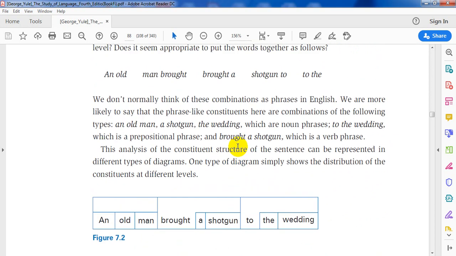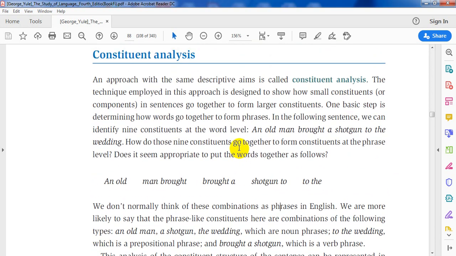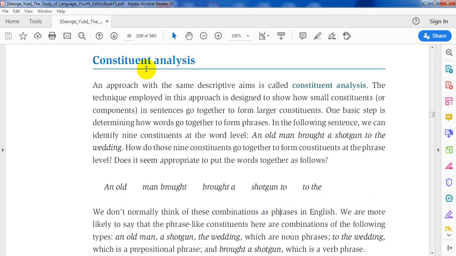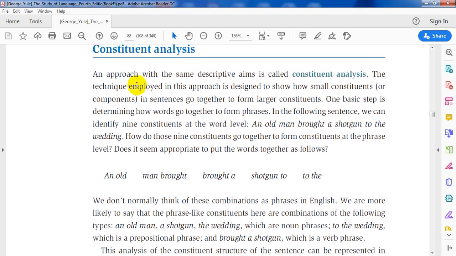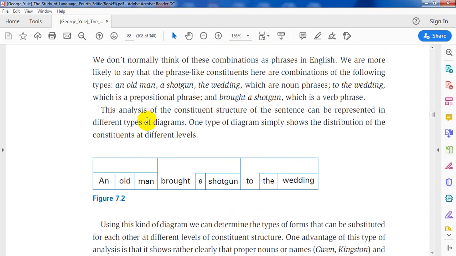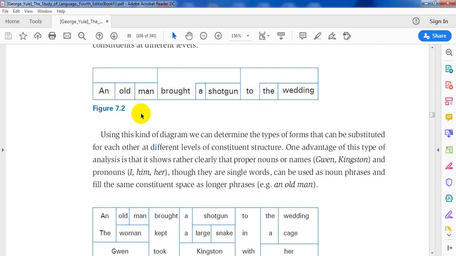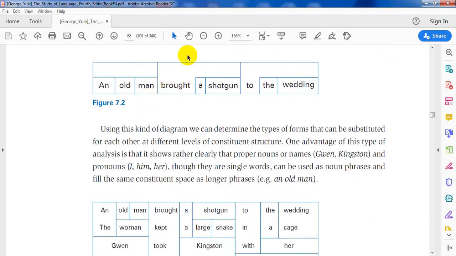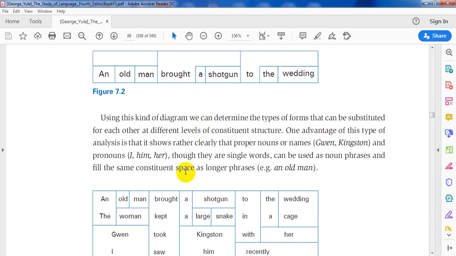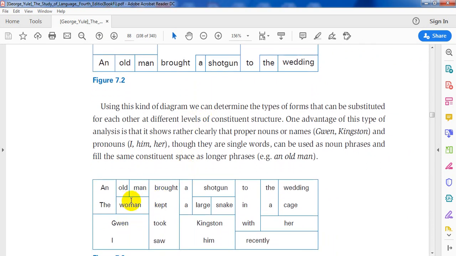So this is actually the same idea as trying to find some rules that are acceptable according to the use of the people. So this is what is meant by constituent analysis. I can find some rules by grouping those items so that I can fill other items of the same group at the same level.